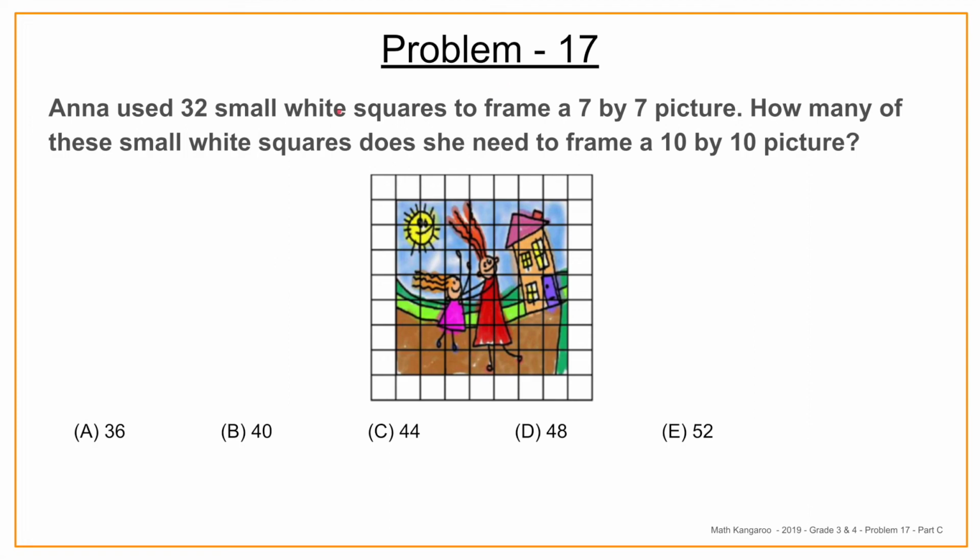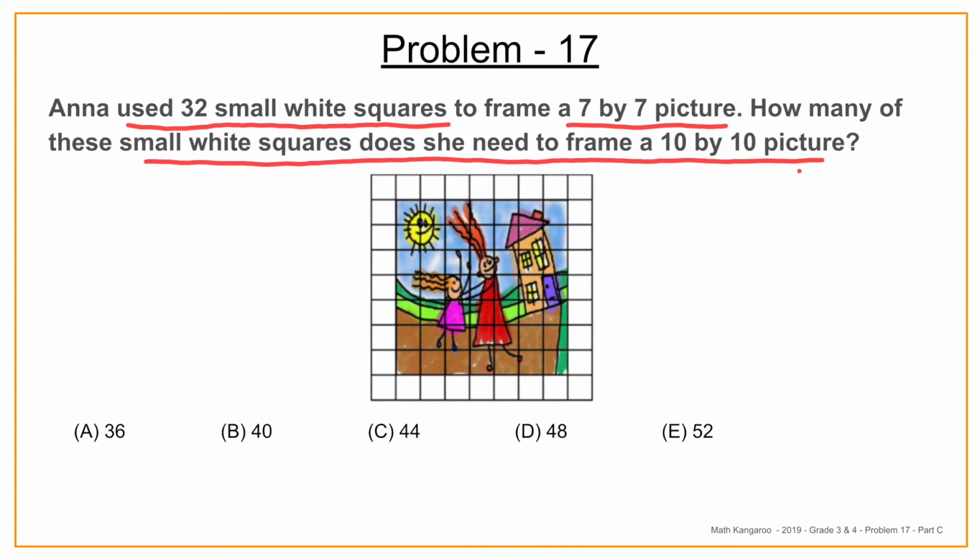Problem 17. Anna used 32 small white squares to frame a 7 by 7 picture. How many of these small white squares does she need to frame a 10 by 10 picture? This is our option.